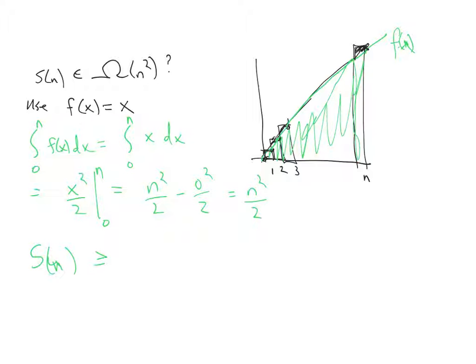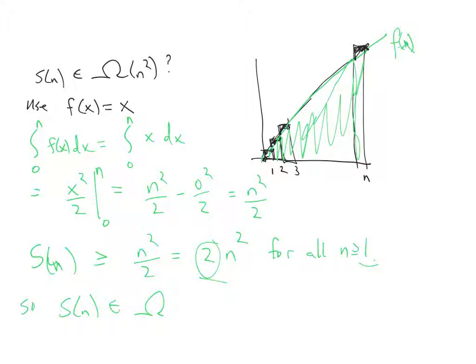So these little triangles that are sticking up above the green function f of x equals x are the extra stuff. So in fact, S of n is bigger than or equal to n squared over 2, which is n squared over 2. And that's exactly what we need, and that's true for all n bigger than or equal to 1. So those two quantities are what we need to prove that S of n is in big omega of n squared. So that was kind of an easy thing to do. And we're going to do a couple more examples of this same idea.